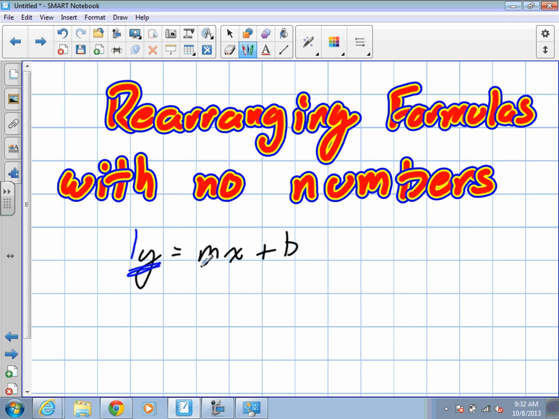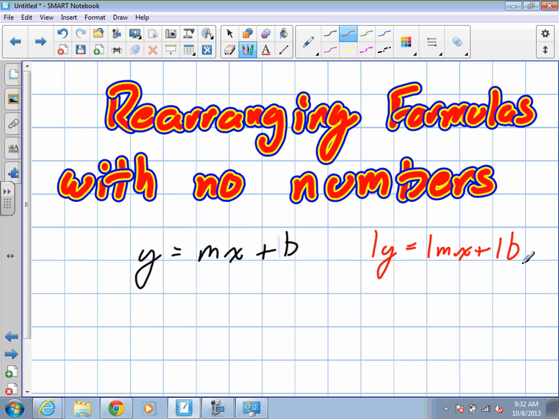How many combinations of mx are there? 1. So I could call this 1mx. Okay, remember all these are multiplied by each other. And how many b's are there? 1, right? So I could potentially rewrite this as 1y equals 1mx plus 1b. And we could work from there, but we're going to try to do it without that.